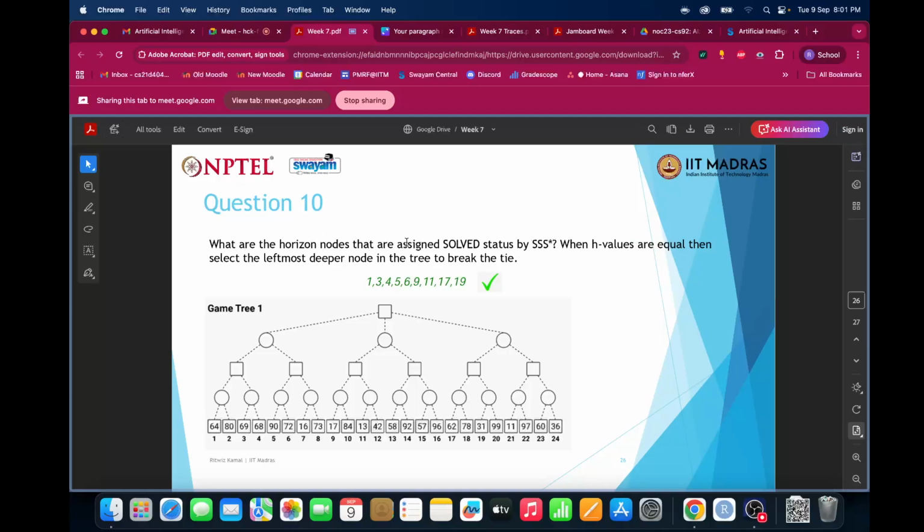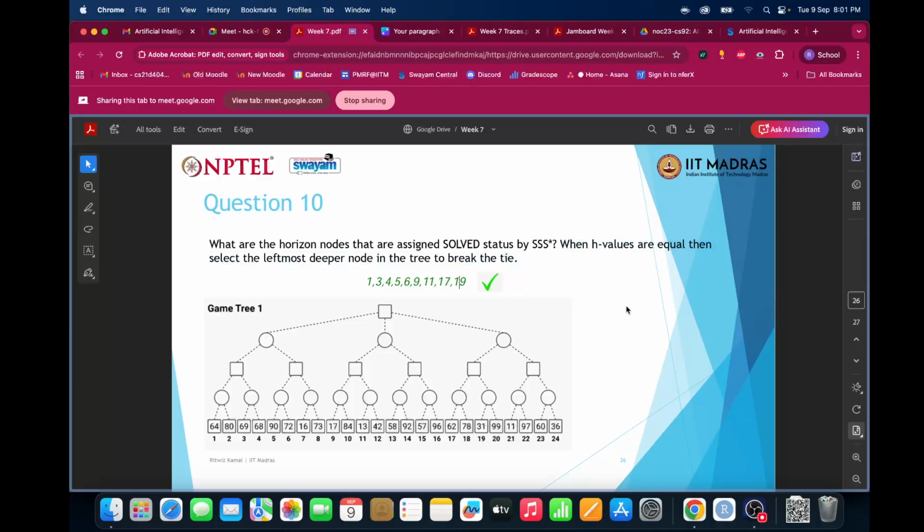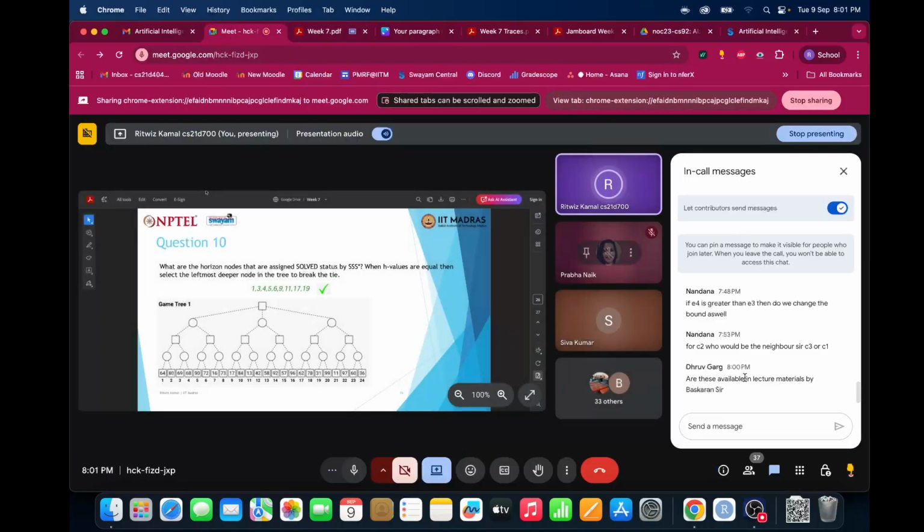And what are the horizon nodes assigned solved status by SSS star once the algorithm completes? You can verify that yourself based on the algorithm we just discussed. Come again, what is the question? What are the horizon nodes that have been labeled solved when the algorithm terminates? I think this is what you were also referring to, right? Yes, sir. I hope that clarifies it.